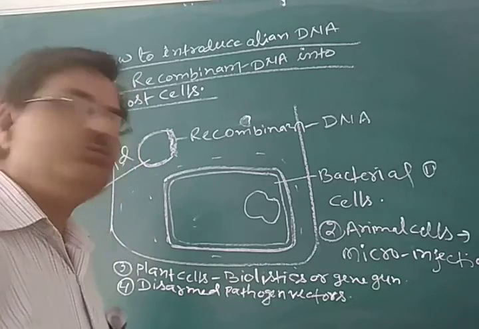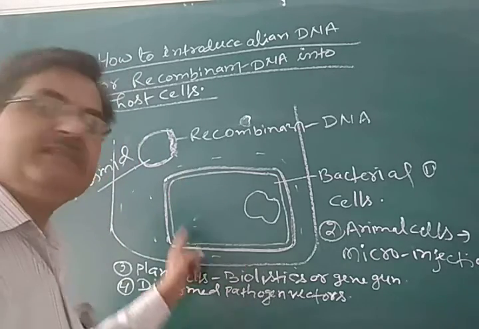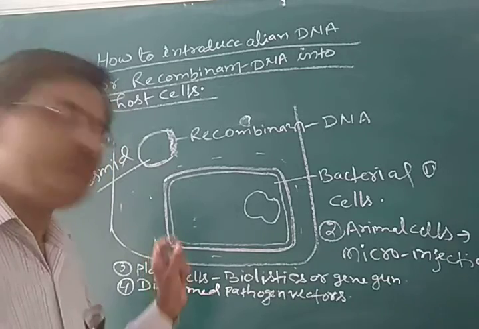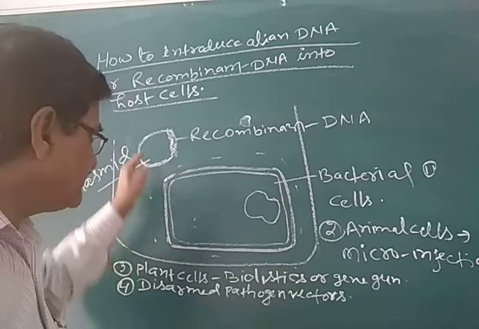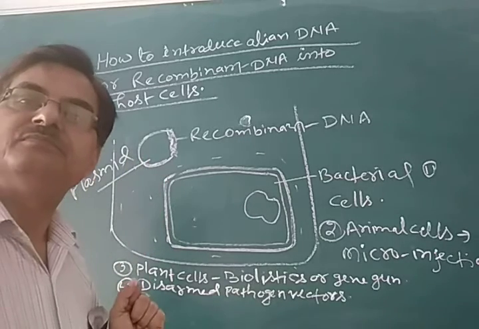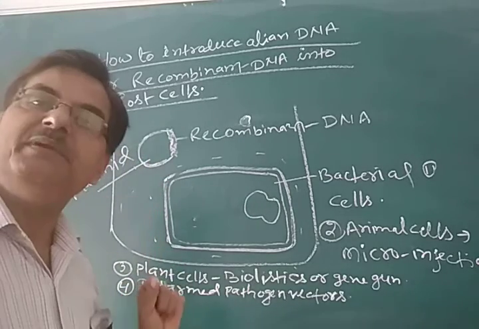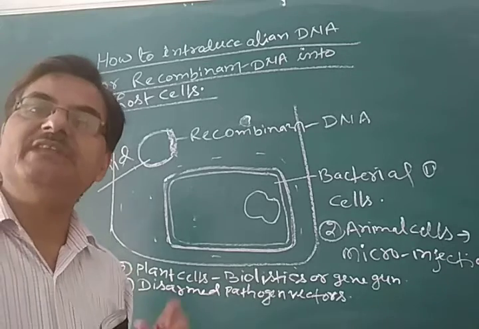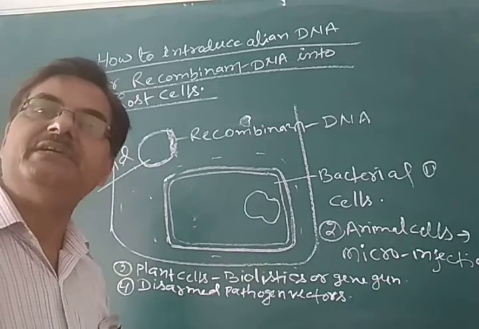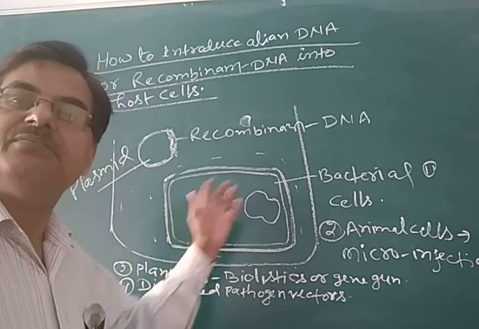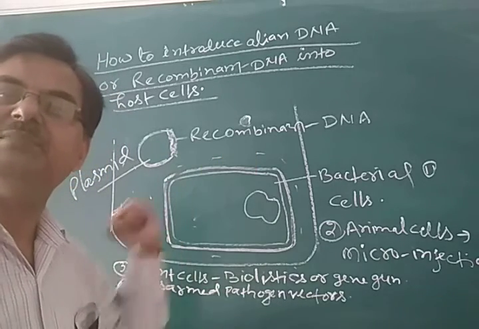So what we do is make these bacterial cells competent, competent to take up the DNA from the medium. How do we make them competent? There are two processes to make these bacterial cells competent to take up plasmid DNA from the medium.